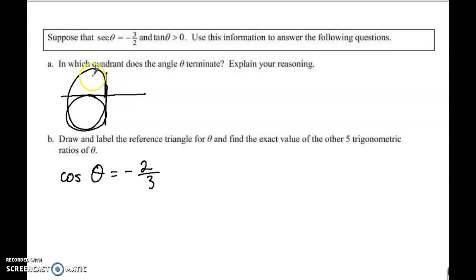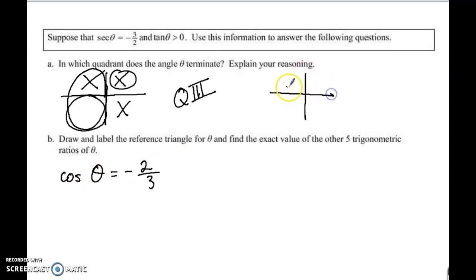So cosine is negative in the second and third, tangent is positive in the first and third, so where they overlap, none of these other ones. So we're looking at quadrant 3, and I would even take it a step further and actually write out cosine, where cosine is adjacent over the hypotenuse, and this is not a Pythagorean triple, so you actually have to work it out. And negative 2 when you square it's the same as positive 2.